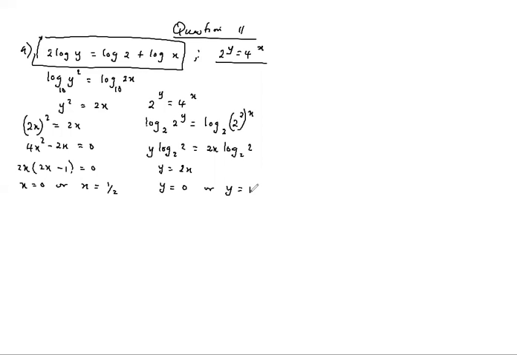Now you test. If x is 0, log 0 is undefined, so we rule it out. Because log 0 is undefined, but for x equal to half, y equal to 1, these make sense. Yes, they make sense in this equation, but not in this equation. And then x is equal to half.